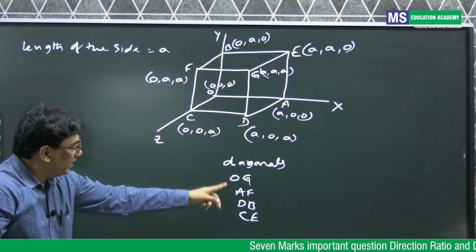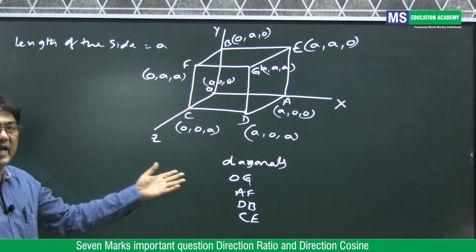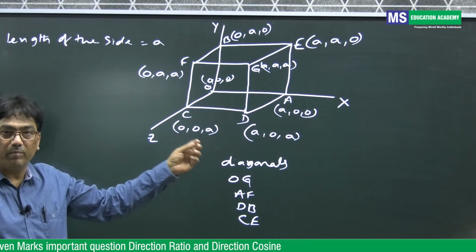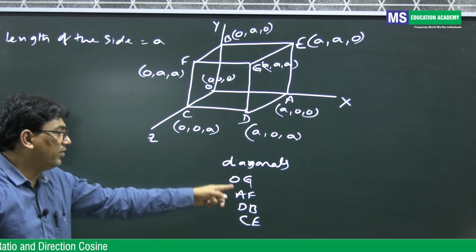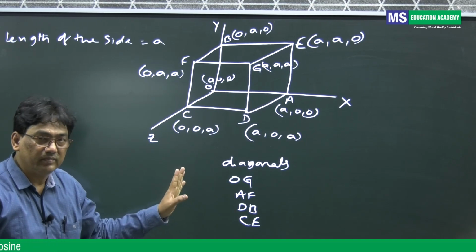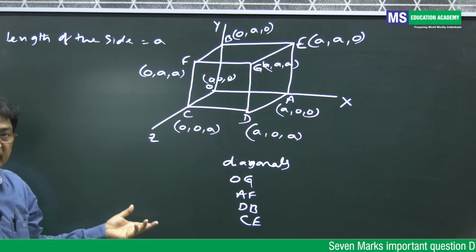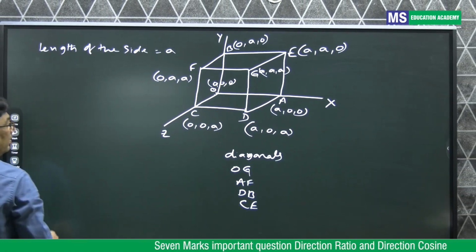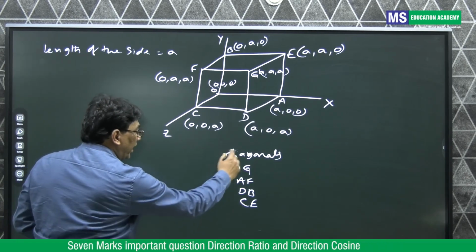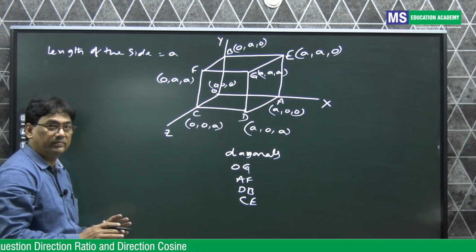Among that 4, any 2 diagonals we can take and calculate the angle between them. Then the angle between the diagonals of the cube problem we can solve easily. For the second problem, all the 4 diagonals we have to take. If we practice one problem, both the problems we can identify in the same way. First of all, to calculate the angle, we are required to calculate the DRs, direction ratios.